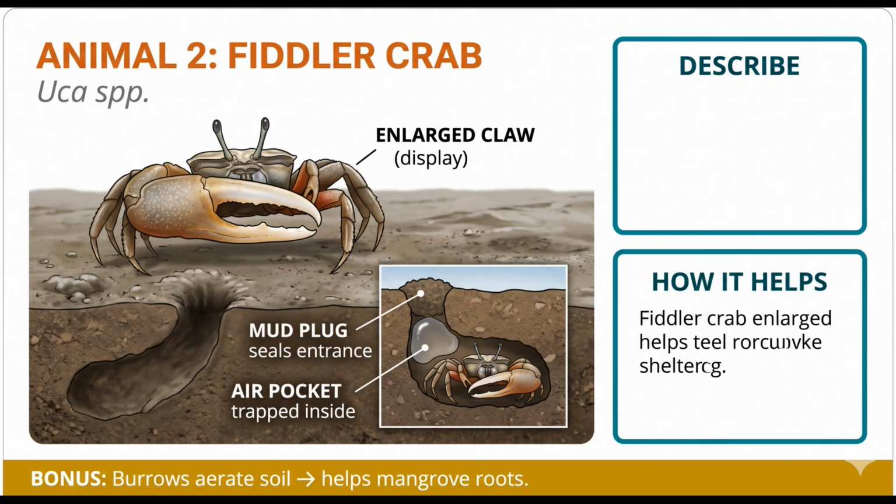At high tide, the Fiddler crab retreats into its burrow and seals the entrance with a mud plug. That mud plug traps an air pocket inside the burrow. The crab breathes from that trapped air during submersion, enabling it to survive tidal flooding while sheltered underground. At low tide, the crab emerges to feed on organic detritus in the mud. Here is an interesting bonus point: Fiddler crab burrows aerate the soil. By digging through the anaerobic mud, the crabs inadvertently create channels that improve oxygen supply to mangrove roots nearby.